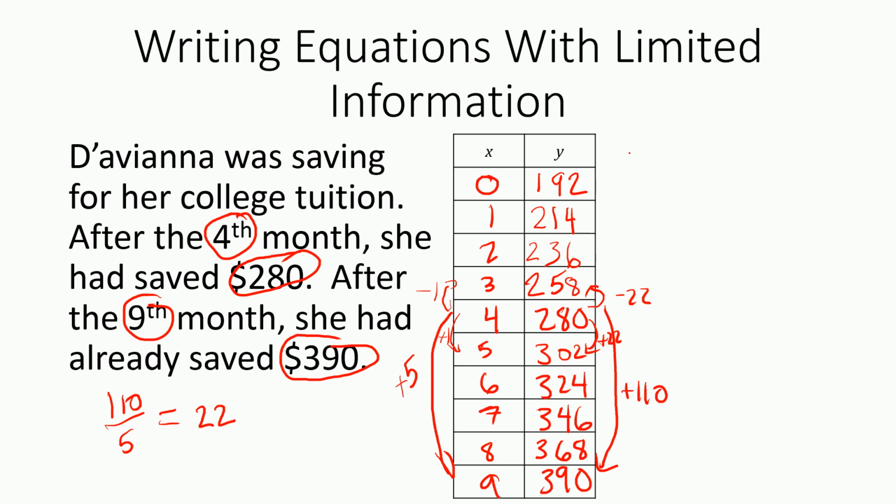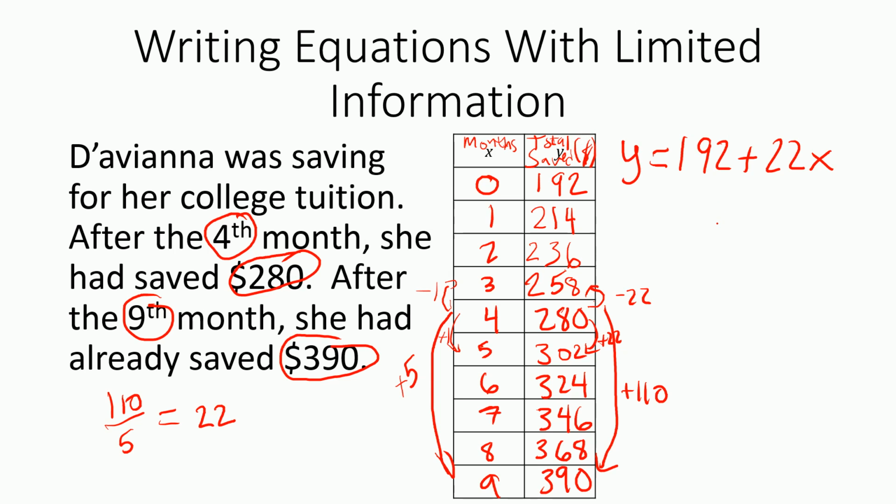So when I write my equation, y equals, I can say she started at 192, and then each month we added $22, and x represents the months. So making sure that this is the number of months, and then this is total saved. And that's in dollars.